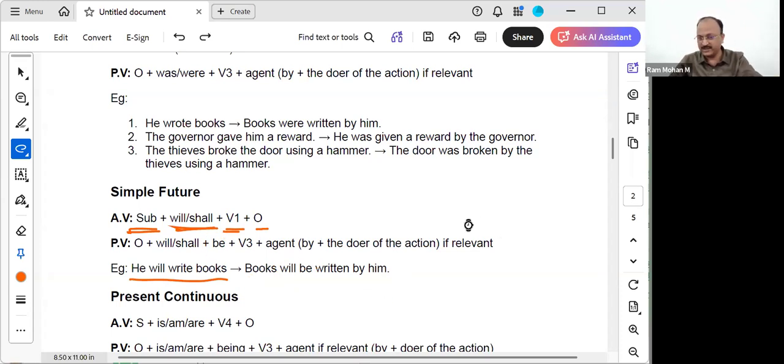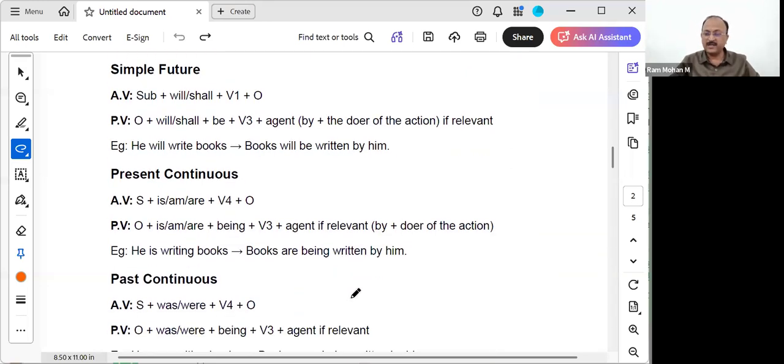Now we'll go for the continuous tenses. Okay, we'll go for the present continuous first. Present continuous tense means the action is happening when we are speaking. Correct? No. This is the case in most of the cases. Like I am teaching. Correct? No. I am teaching English grammar. English grammar is being taught by me. So being will get added.